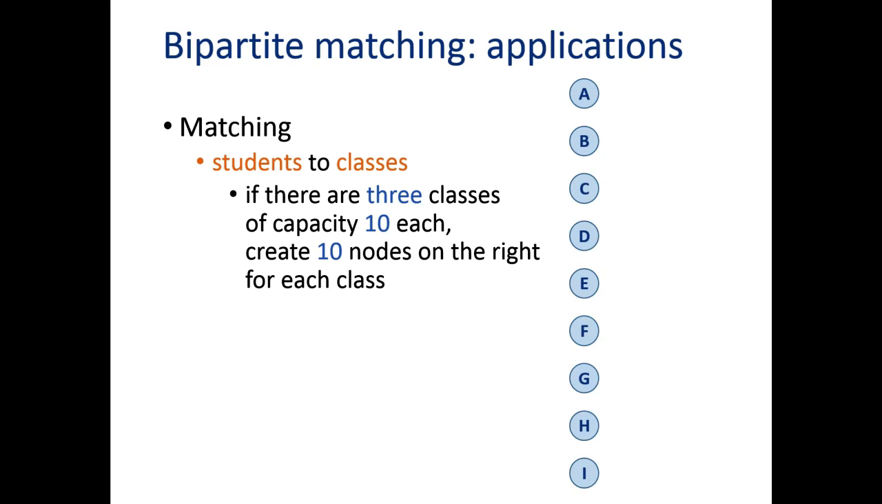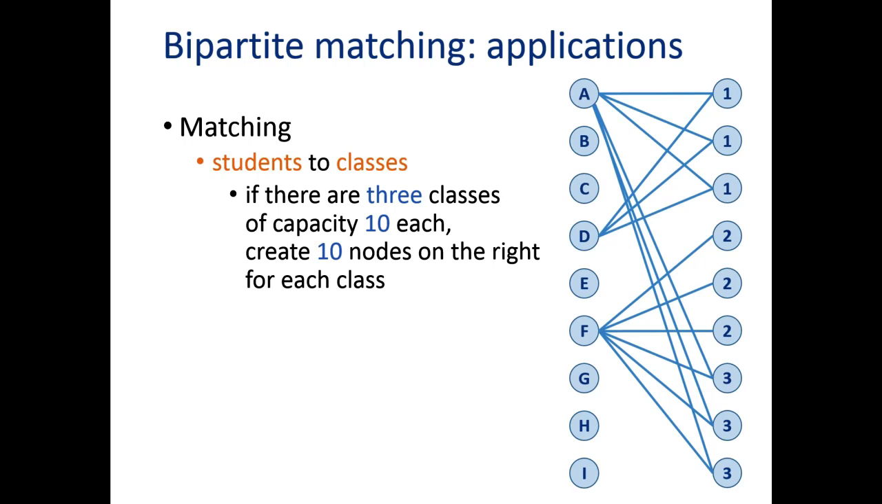So say these are our students. Let's say now the size of each group is 3. So let me create 3 copies of each class. Right? 3 slots in class 1, 3 slots in class 2, 3 slots in class 3. And let edges denote students' preferences over classes. By preferences, I mean a very simple thing: can you make this class or not? So for instance, student A can make class 1 but not 2 and 3.